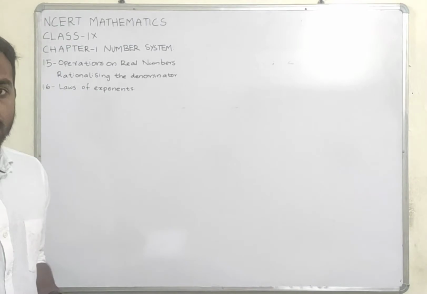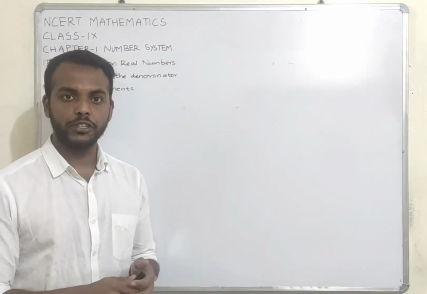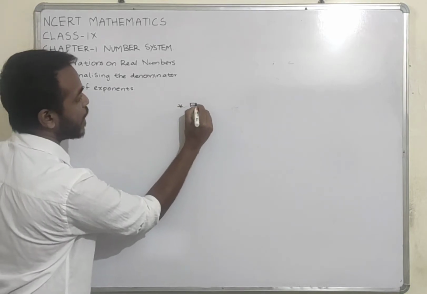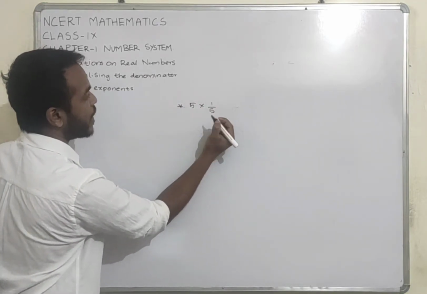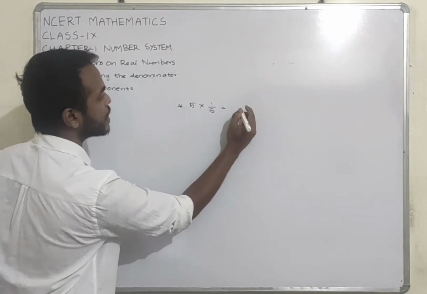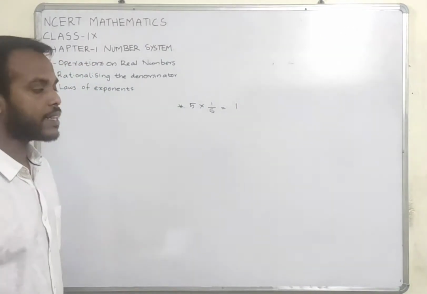Now let's see the case of multiplication. If we multiply two rational numbers, what are we going to get? We are going to get a rational number. We'll just write it down: 5 into 1 by 5. 5 is a rational number, 1 by 5 is a rational number. So what is the result that we are going to get? It is 1. Again a rational.